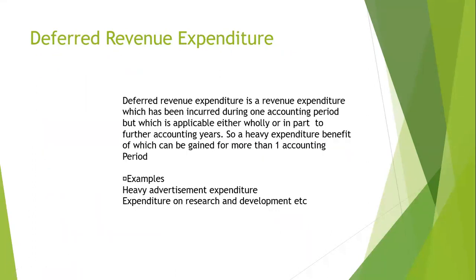Let's talk about deferred revenue expenditure. First of all, the word deferred should be clear in mind. It means holding something back for a later time. So deferred revenue expenditure is a revenue expenditure which has been incurred during one accounting period, but which is applicable either wholly or in part to further accounting years. So a heavy expenditure, the benefit of which can be gained for more than one accounting period, will be called deferred revenue expenditure. It is an expenditure which is revenue in nature and incurred during an accounting period, but its benefits are to be derived in multiple future accounting periods.